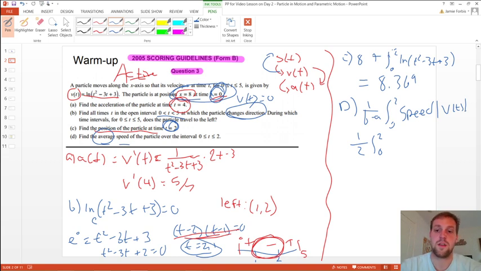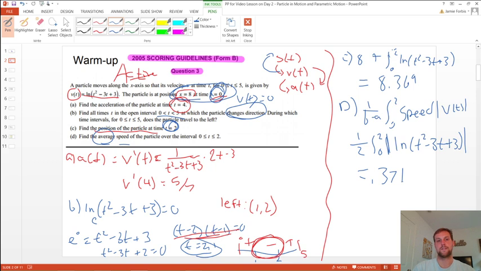So this is going to be 1/2 times the integral from 0 to 2 of the absolute value of ln of t squared minus 3t plus 3. And again, this is calc-active, so I would just do that whole thing in the calculator, and when I did it, I got that it equals 0.371. All right, not so bad of a problem, but it's practicing those key ideas that come with my particle in motion problem.